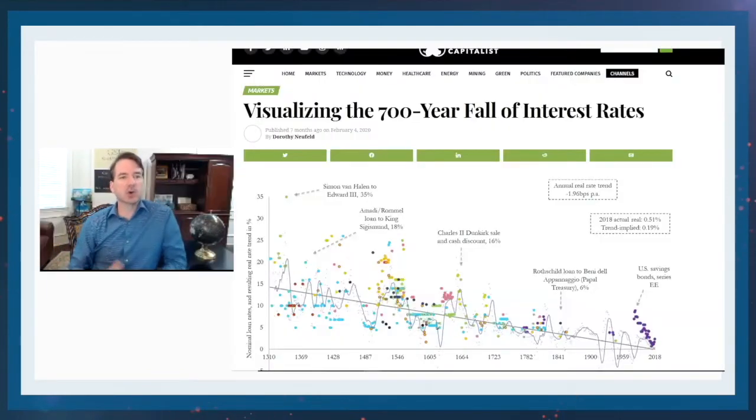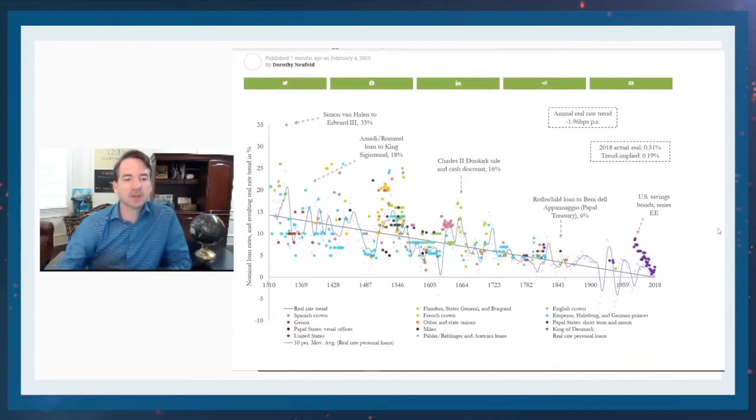We have this interesting chart from visualcapitalist.com depicting the 700-year fall of interest rates. Now it's interesting to note that since 1310 to about the current time frame, 2018, there has been this smooth, sloping trend line down over those 700 years of lower interest rates. This is not a phenomenon that's occurred only in the US in the last 40 years or so. It's basically a 700-year trend. And the interesting thing to ponder is, why would we have lower interest rates over a 700-year trend?